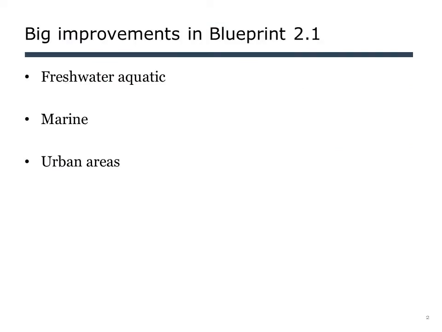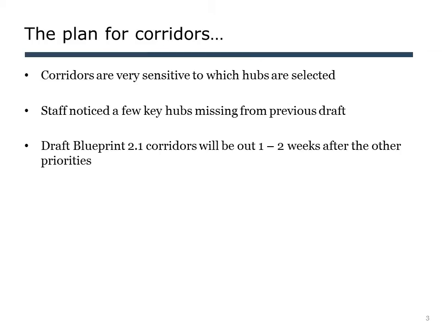I'm going to hit on a few of the big improvements in Blueprint 2.1. There's a number more listed on the website itself, but I'm going to narrow in on the improvements in the freshwater aquatic ecosystem, the marine, and within urban areas.